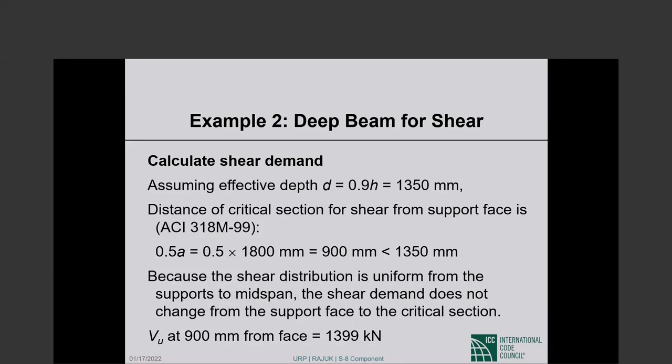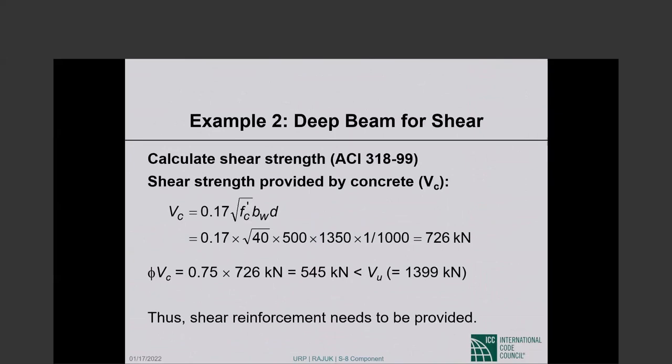Because the shear distribution is uniform from the support to midspan, the shear demand does not change from the support face to the critical section. So V sub u at the critical section is also 1399 kilonewtons. V sub c is given by the same expression as before, 2 square root of f sub c prime. That comes to 726 kilonewtons. Reduced by phi, that gives us 545. Obviously, 545 is less than the 1399 that we need to resist. Thus, shear reinforcement needs to be provided.